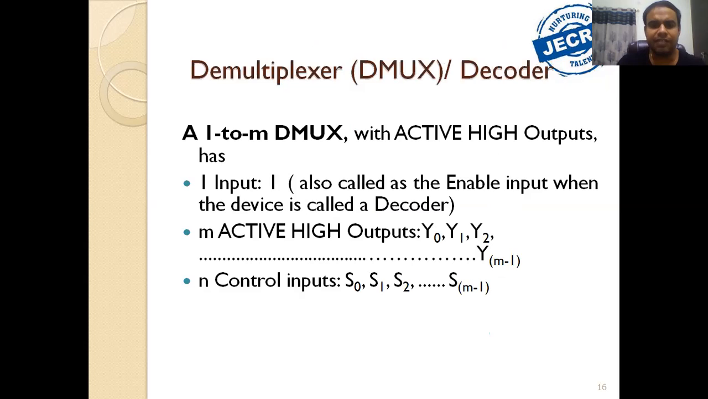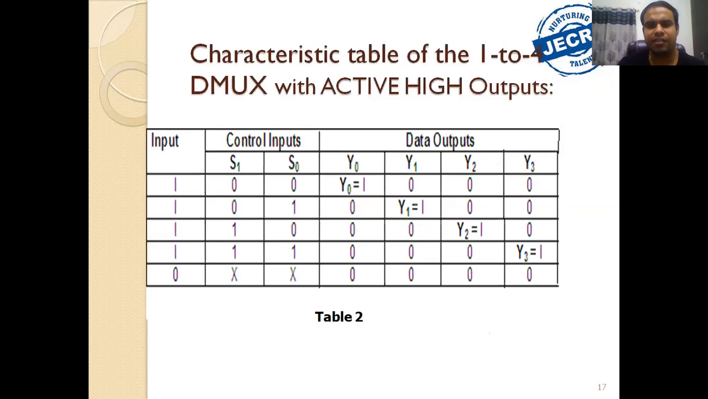A 1-to-m demultiplexer with active high outputs has a data input, an enable input when the device is connected as a decoder, active high outputs Y0, Y1, Y2 to Ym minus 1, and S0, S1, S2 to Sm minus 1 selection lines. This is a characteristic table, and it is basically of the demultiplexer. Here the input is always 1.